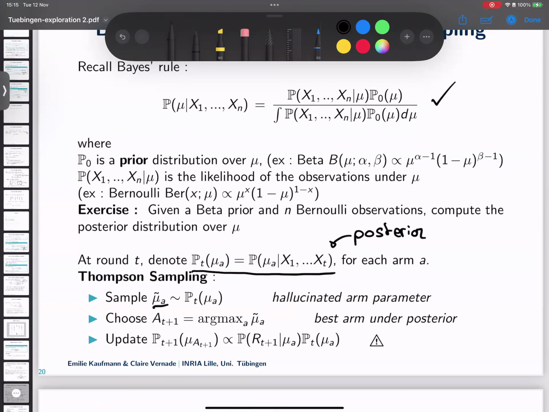So for each of the arms, if I have two arms, let's say, in my little drawing that I had earlier, I have arm one, I have arm two, and now I have a posterior like this for this arm, and a posterior like this for this arm. So I have two posterior distributions for my two arms. I'm going to sample. Let's say I sample like this, mu tilde 1. And I sample from this high variance distribution, maybe I sample here, mu tilde 2.